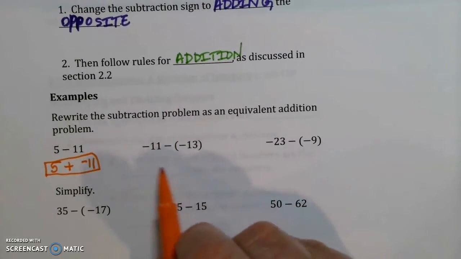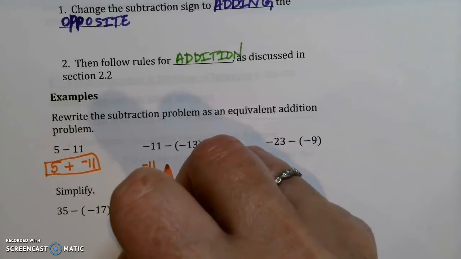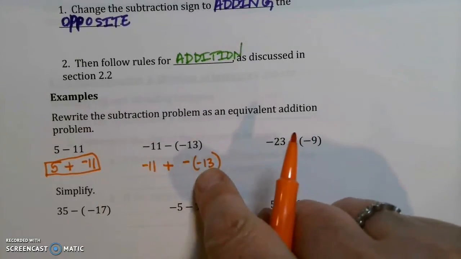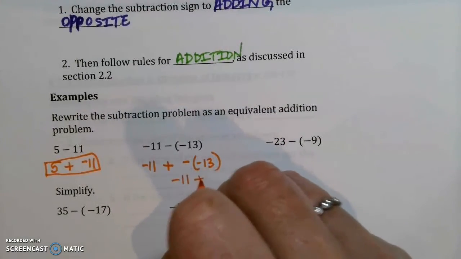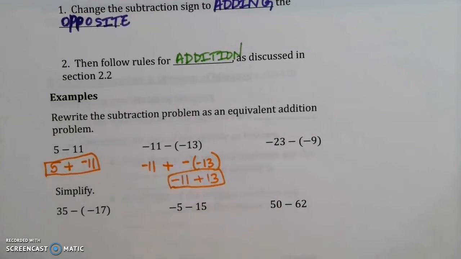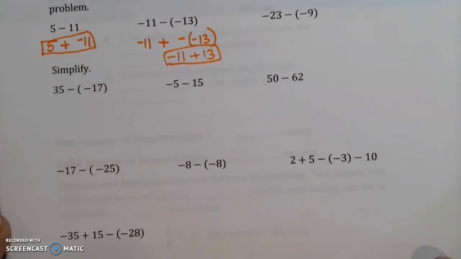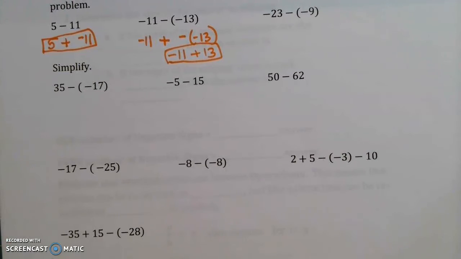And with this middle one, we would have -11 plus the opposite of -13, which I could simplify a little bit and get -11 plus 13, rewritten as an addition problem. And same idea in that last one. So as you get better at these, you're not necessarily going to have to write out every time rewriting these things as addition problems, but it can be really helpful when we are dealing with a lot of positive and negative signs to do that.